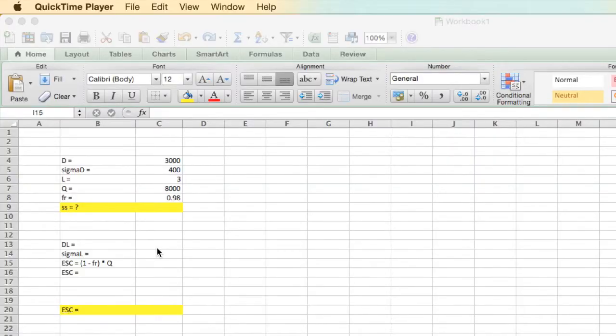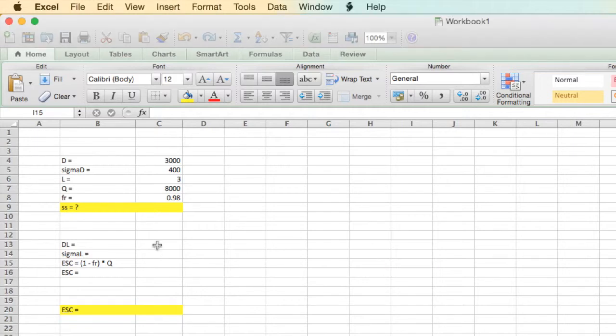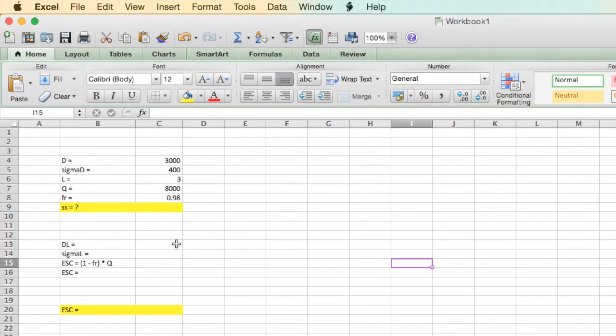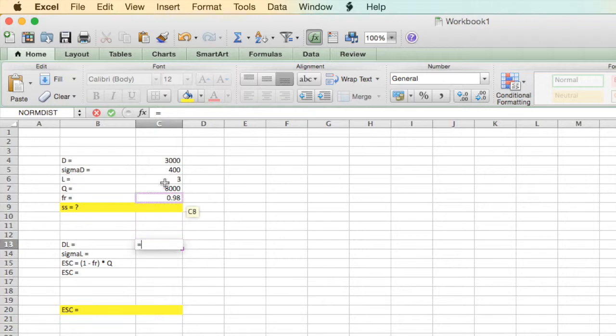Here we have another type of problem, where we are given a specific fill rate target, in this case 98%. With the same data from the previous problem, we can solve for the safety stock Best Buy needs in order to accomplish this 98% fill rate. We calculate DL and sigma L as in the previous example, but now we're going to need ESC. Following the formula, ESC equals 1 minus fill rate times Q.